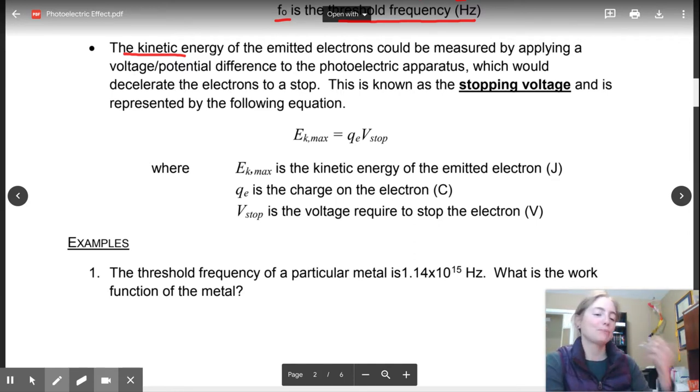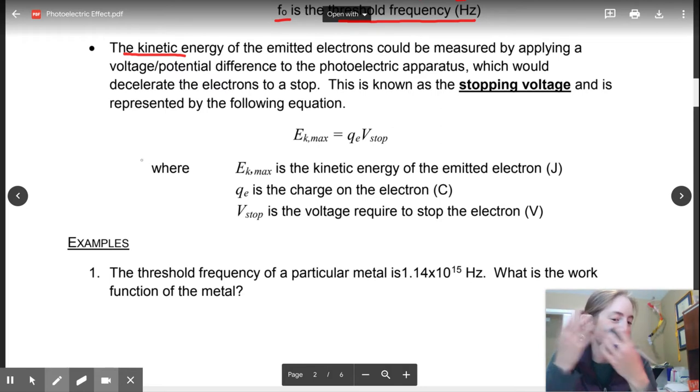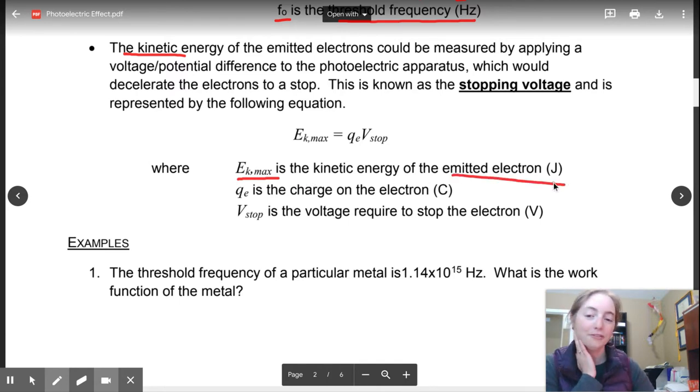Thinking back to our forces and fields, remember that charged particles, as they're moving, create their own magnetic field, and they have their own electric field. So you can use a potential difference in the interaction of the fields to stop a moving particle, and that's something you can measure. You can measure a potential difference. EK max is the maximum kinetic energy that an emitted particle can have. qe is the charge on the electron.